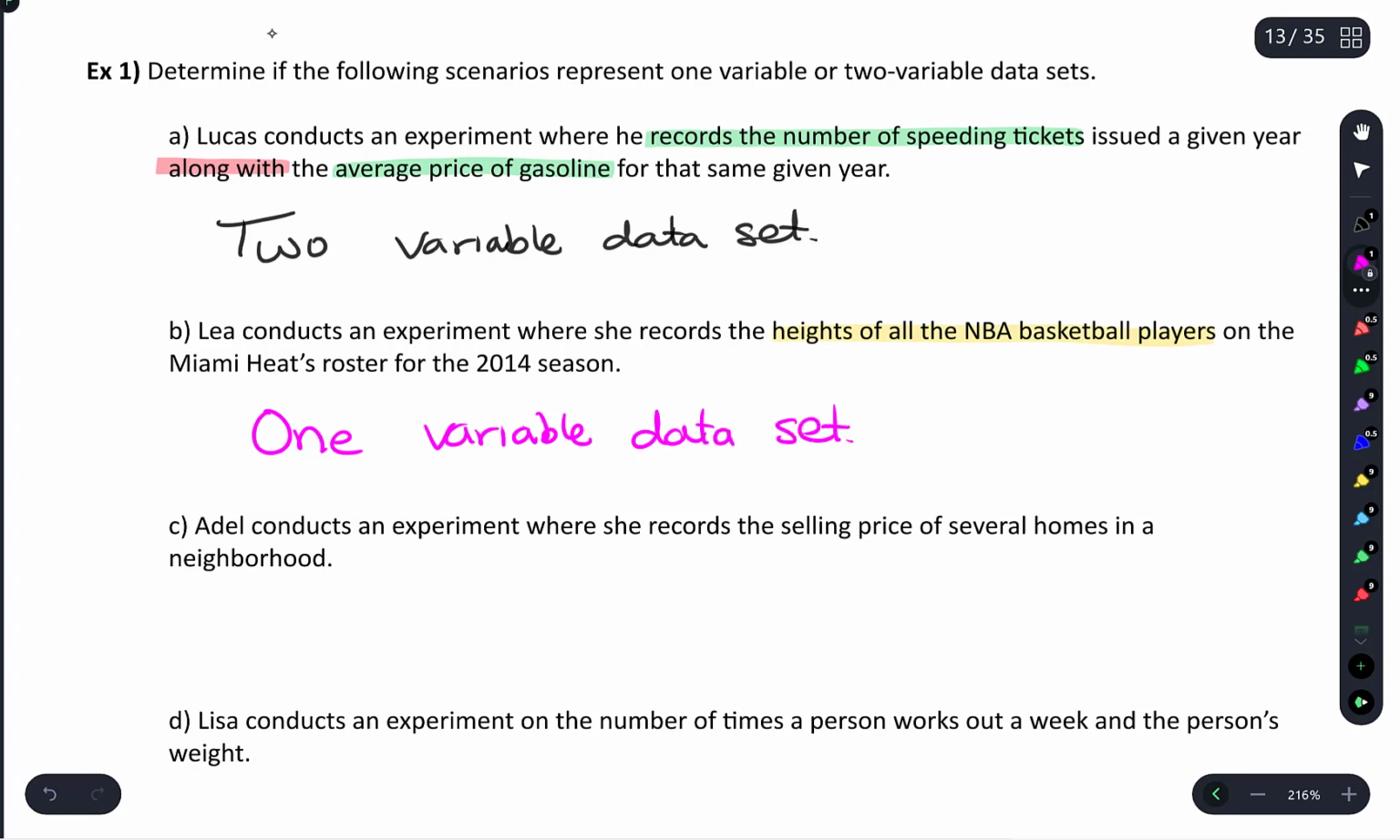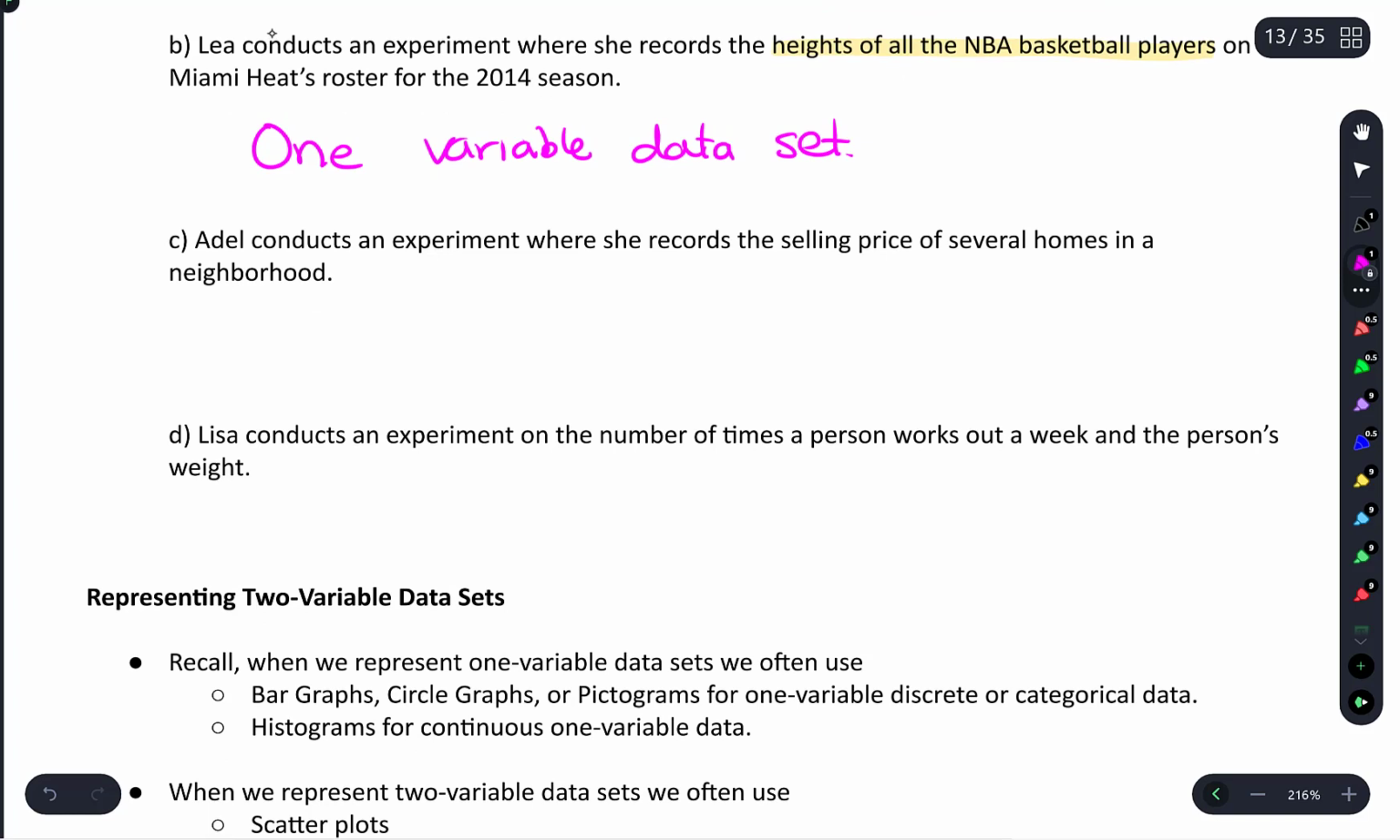Okay, so what I want you to try here is pause this video, see if you can read through C and D and determine if they are a one variable data set or a two variable data set.